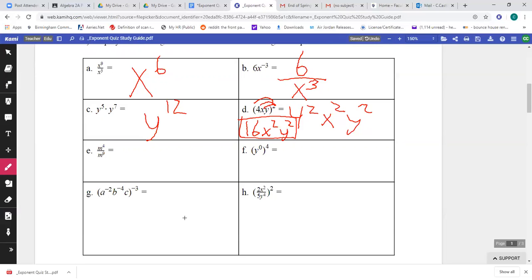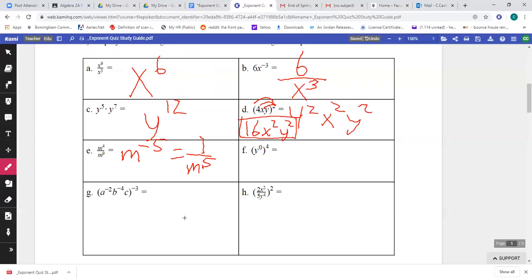Letter E, I subtract the exponents. 4 minus 9. Always it's top minus bottom, not bigger number minus smaller number. So 4 minus 9 is negative 5. And then since I have that negative number, I flip it. So it's 1 over m to the 5th. Remember, negative exponents you flip.